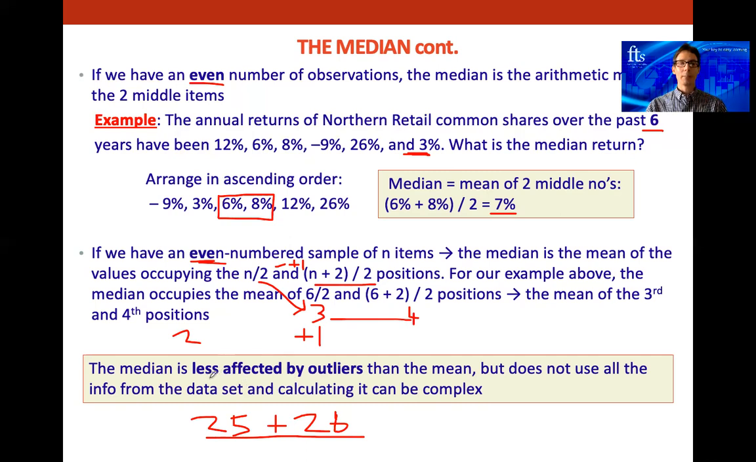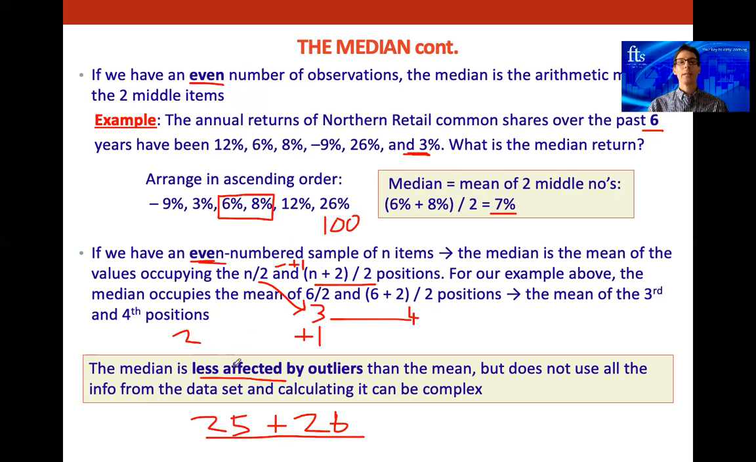One thing that's important is that the median is less affected by outliers than the mean. Because if we stop there, for example, if this last number here wasn't 26%, but let's say it was 100%, then of course the median wouldn't be affected because we're only looking at the middle numbers, but the mean would shoot up very high because we now got this one outlier.